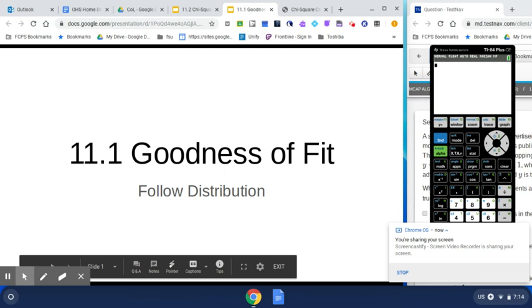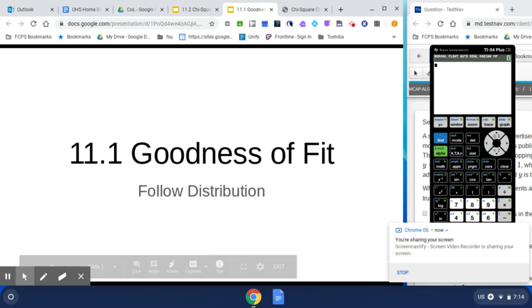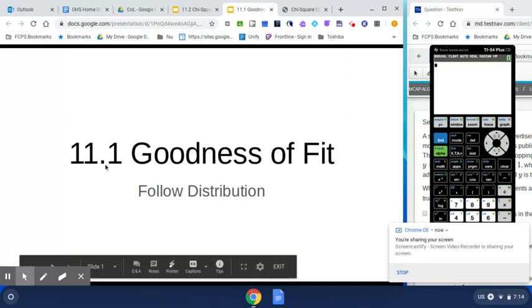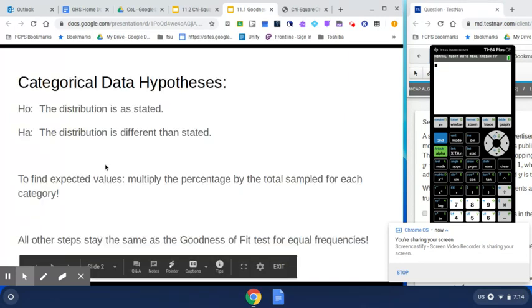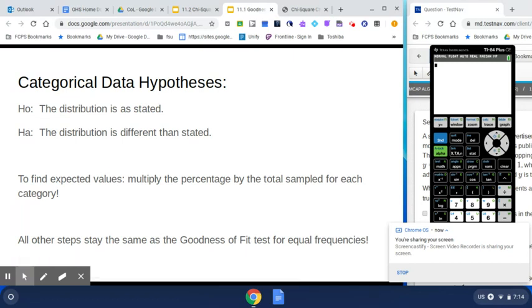Okay, today we're talking about another goodness of fit test. This is the one that is going to follow a distribution. So it's still used for categorical data, but it's for items that we do not think are equally distributed. So they follow some distribution. So the null hypothesis is exactly that. The distribution is as stated.